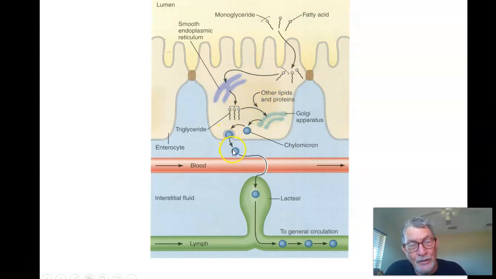Exocytosis out into the interstitial fluid. They have to bypass your blood vessel because they don't go in. They're taken in by the lymphatic system, and they move their way into the circulation that way. So it's all on here.